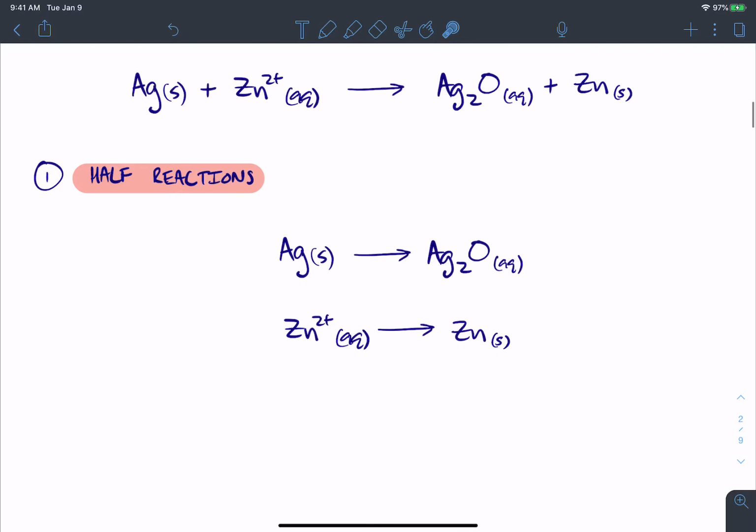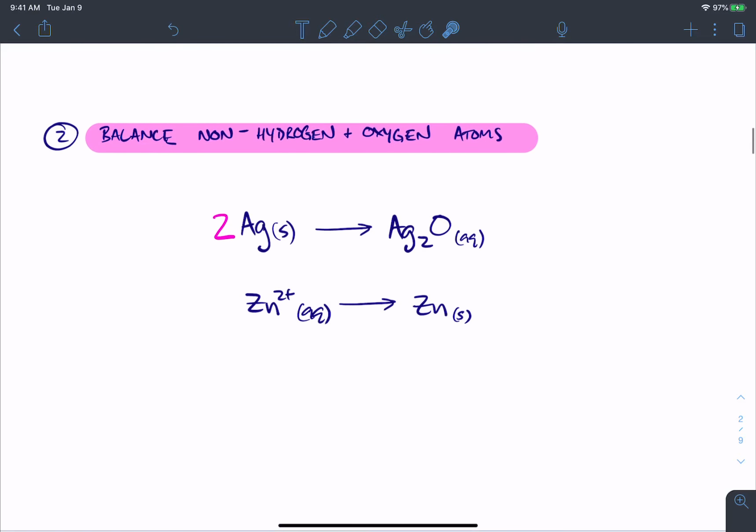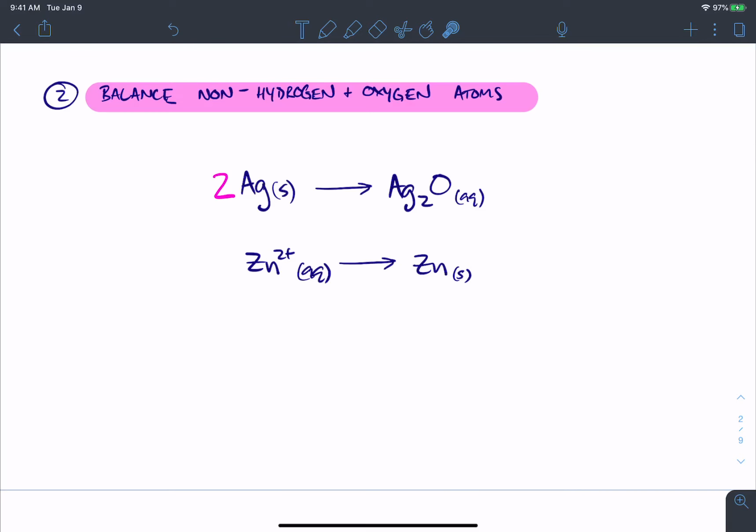Alright, so again, the steps are going to be to write out your half reactions. So we break this down into a silver half reaction and a zinc half reaction. The second step will be to balance our non-hydrogen oxygen atoms. In this case, again, this is kind of a nice problem where only one thing needed balancing. So I introduced this coefficient of 2 to balance out the silver, and zinc was already balanced.